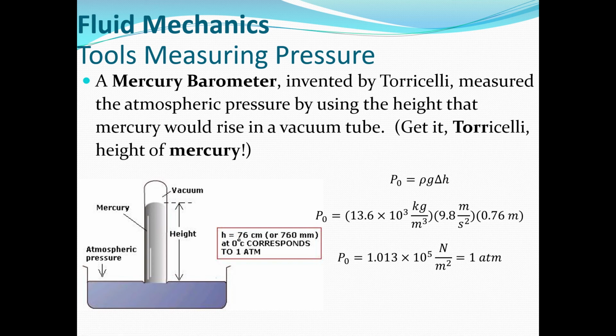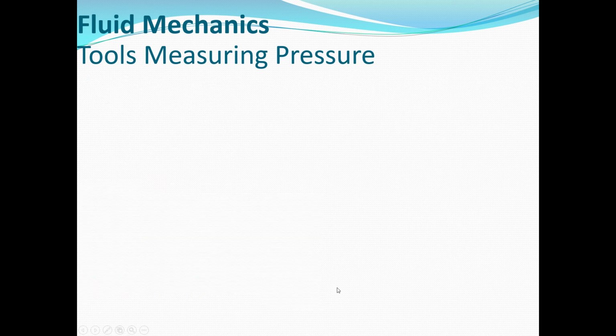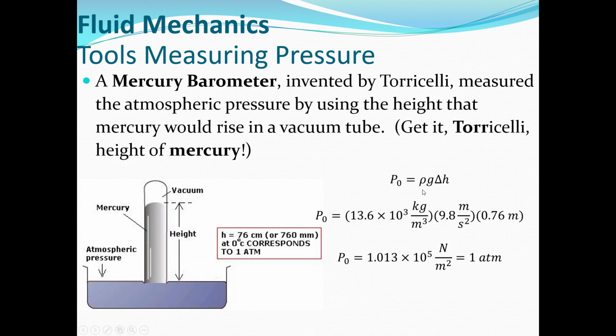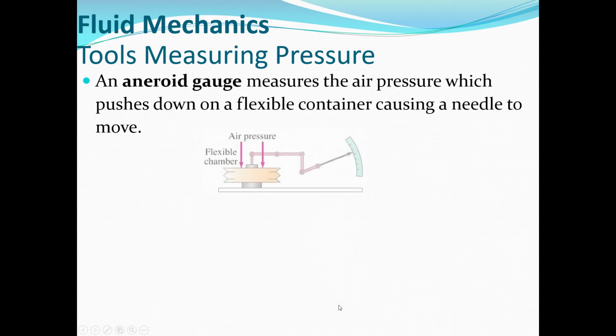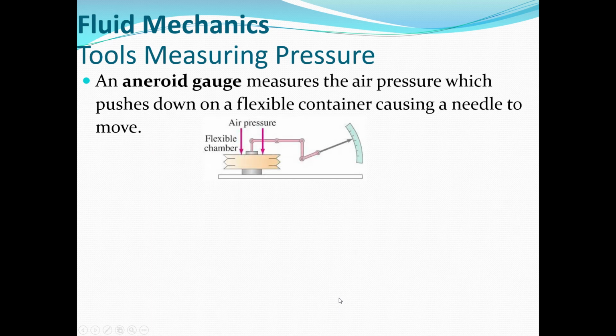It turns out for mercury, the height that it reaches is 76 centimeters. So one atmosphere is 76 centimeters, or 760 millimeters. Remember, torr is millimeters of mercury. So we end up getting the same thing, and we can actually make sure that this is equal to 1 atmosphere by using our gauge pressure equation, plugging in the numbers, and we get that the atmospheric pressure is 1 atmosphere.